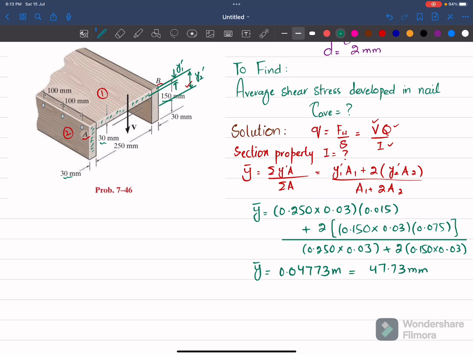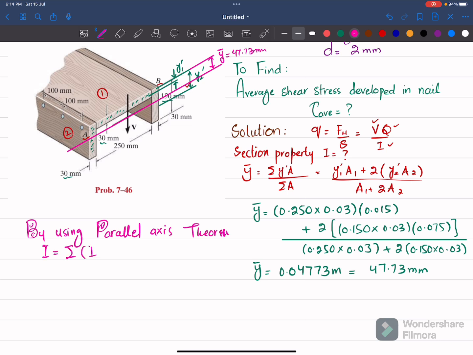What does it mean? It means that from the top, the neutral axis, or centroidal axis, will be this one. This distance from the top is your y bar, which is equal to 47.73 millimeter. Now you can find I. By using the parallel axis theorem, I is equal to the sum of I dash plus A d square.